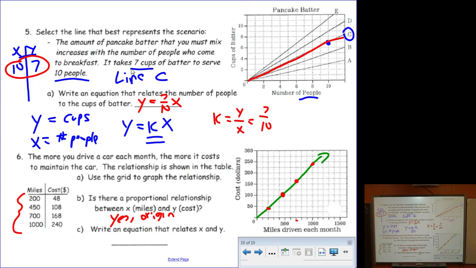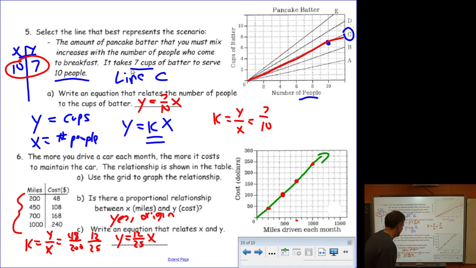And the equation. All right, so for my equation for this, I'm going to have to figure out the k value, right? k is equal to y over x. And so that would be 48 over 200. Or, let's see, 4 goes into both of those. That'd be 12 over 25. Did I do that right? 12 over 25. All right, so my equation would be y equals 12 over 25x.